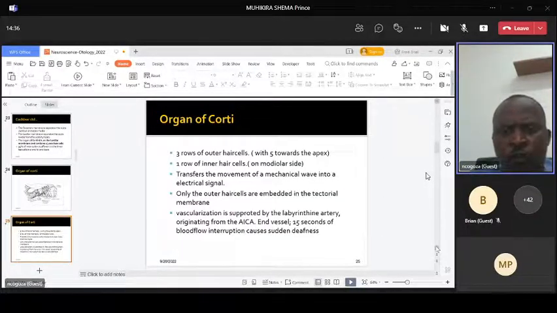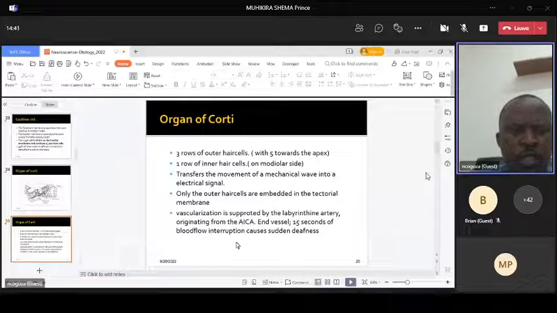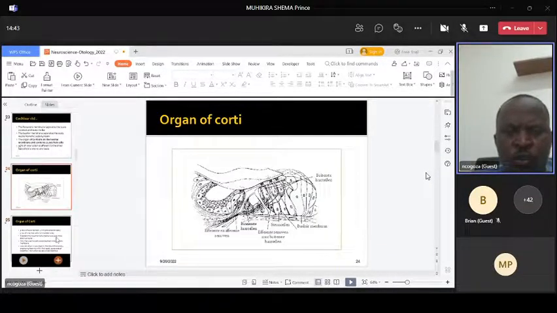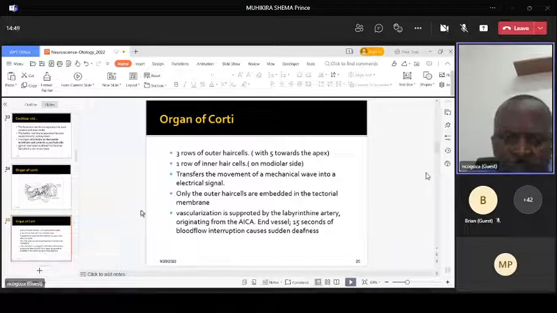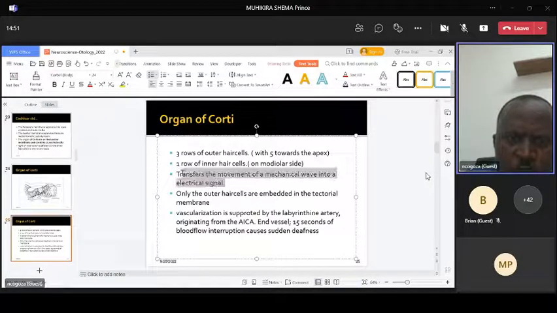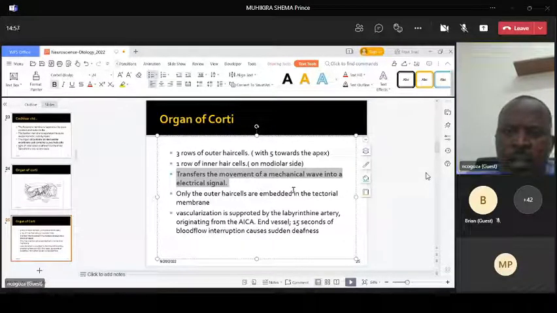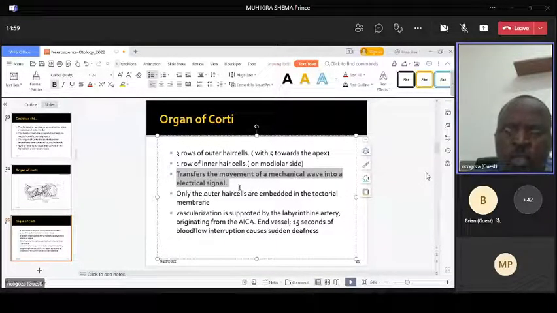So just the organ of Corti, what we have to know, there are different rows. This is what they show here, but there are different rows with the inner and outer hair cells. This is not important for us. What is important is that the organ of Corti transfers the mechanical impulse into electrical signal, which is going to be taken to the brain.